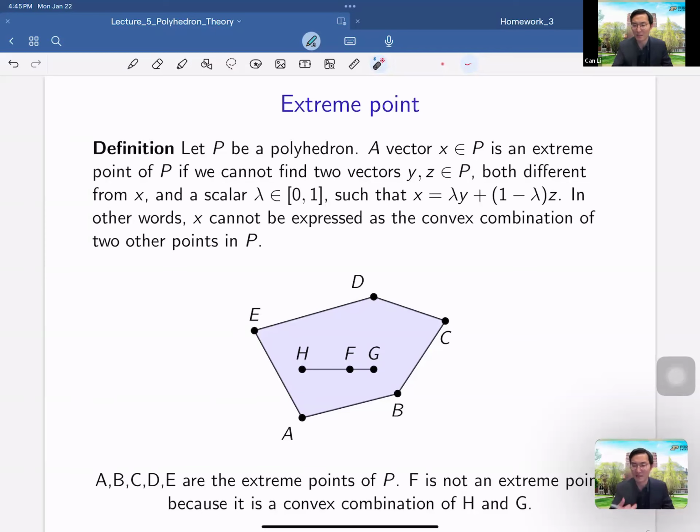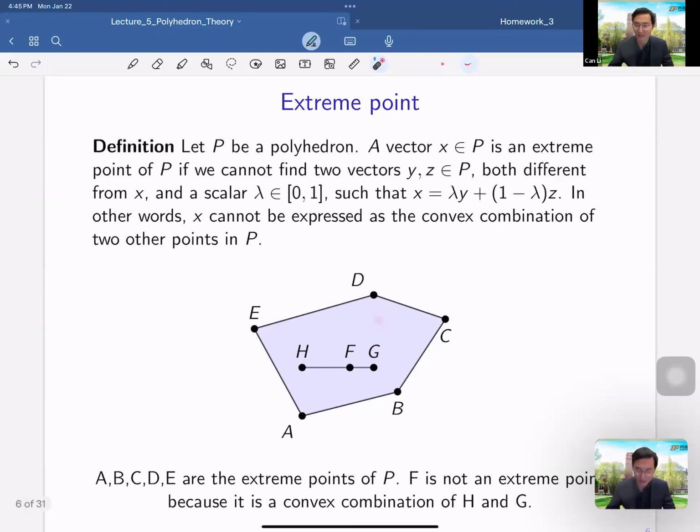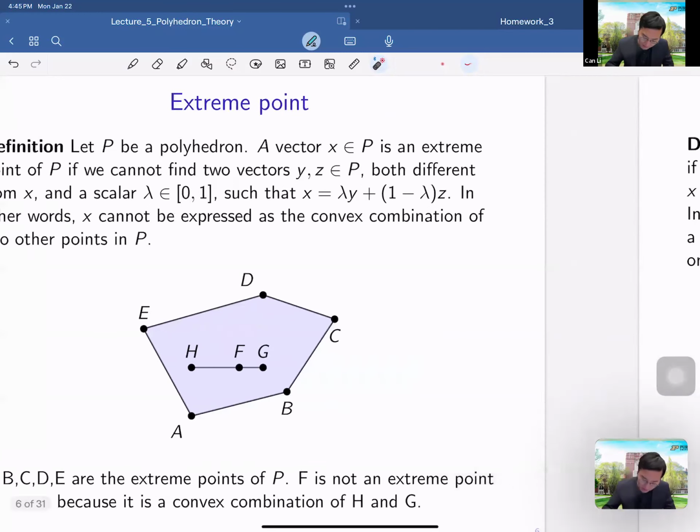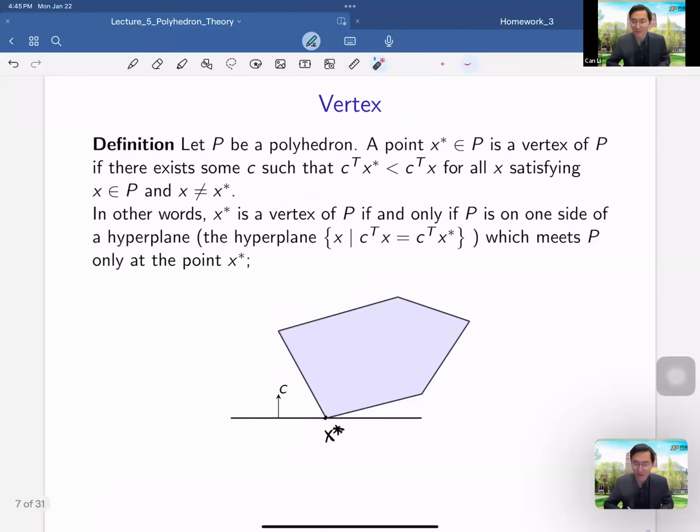There does not exist two points whose convex combination would be equal to this point, right? It's very hard to verify that nonexistence in an easy way. And also, if you are going to use the definition of the vertex, it's also very hard to verify because you need to find a hyperplane, right? And the hyperplane may not be so trivial to find. Okay.